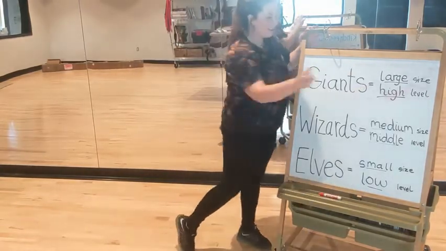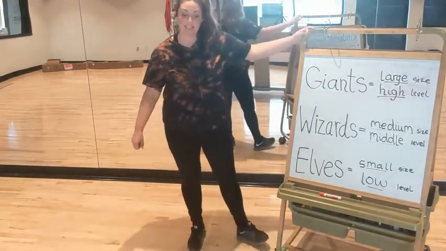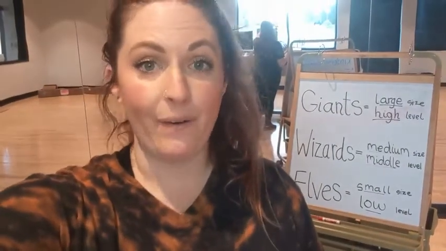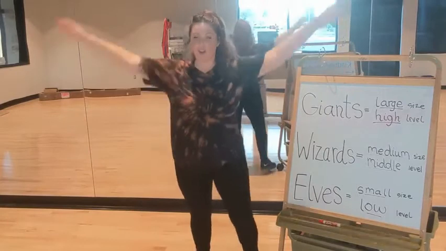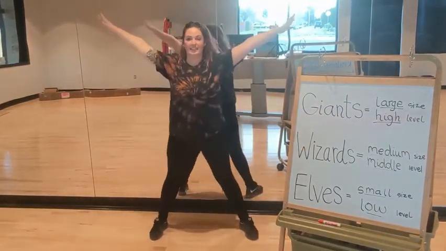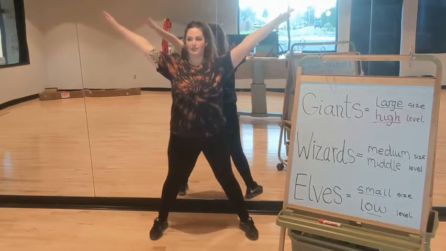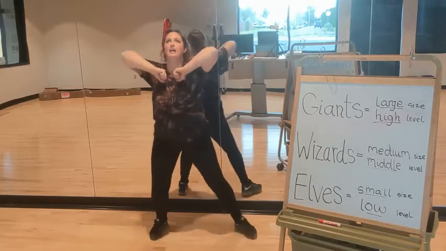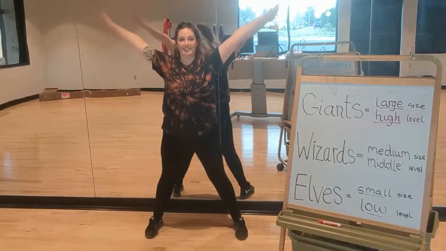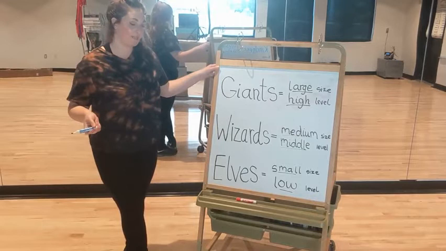Giants are large size, high level creatures. That means that they are high level, standing upright all the way. And then their arms and legs are spread out wide in a large size. So high level, standing tall, and large size, reaching out. Giants. Okay, now I told you it's like rock, paper, scissors.